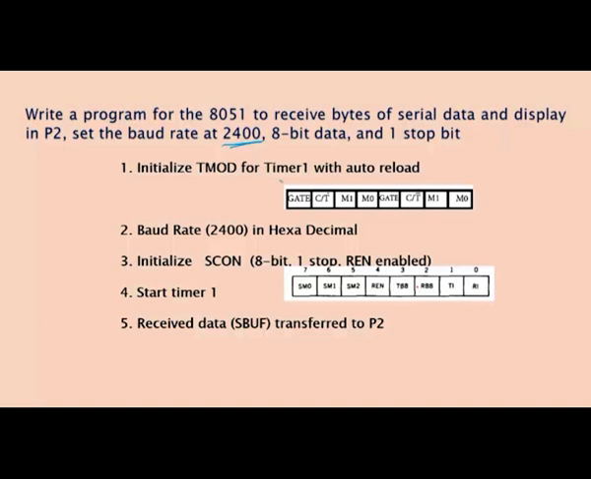Initialize the timer mode for timer 1 with auto reload. This is the timer 1 nibble, and this is the timer 0 nibble. Unused bits you can give as 0. Here it is timer 1, so I am giving timer 0 bits as 0. Auto reload means mode 2, that is why I am giving the value as 02. So the corresponding hex equivalent, that is 4 bits, I will read as 20H. Then you have to calculate the baud rate. How do we calculate the baud rate?